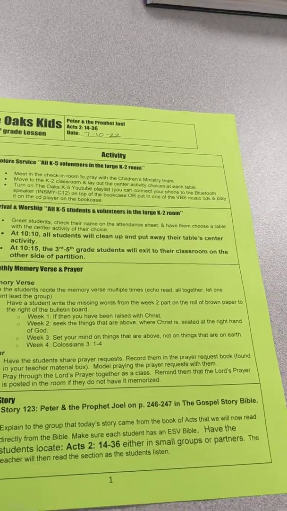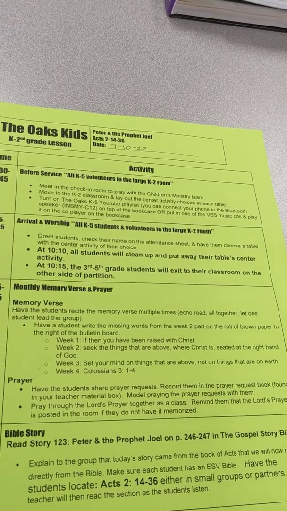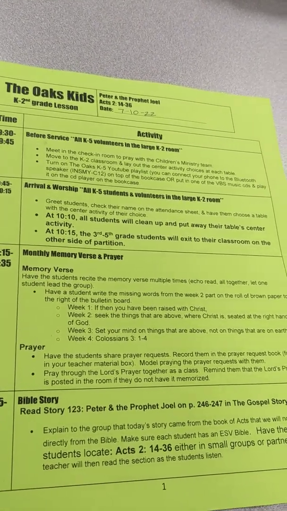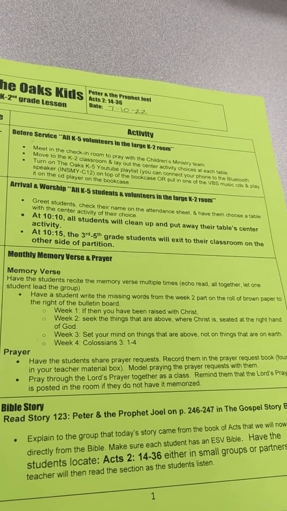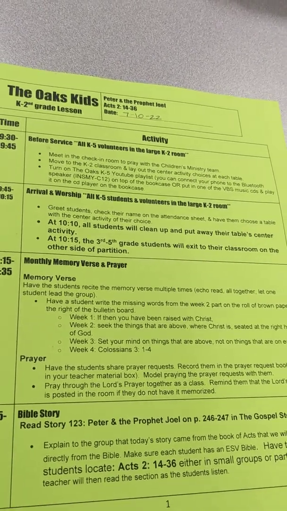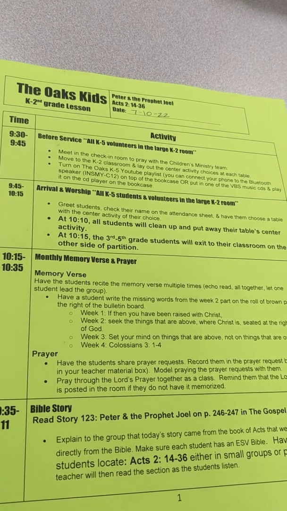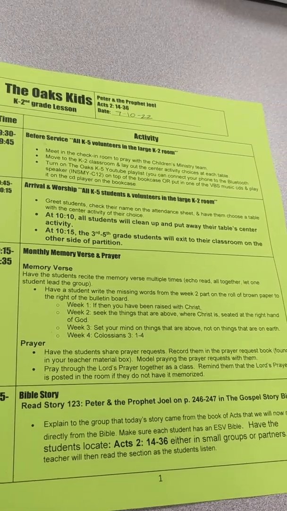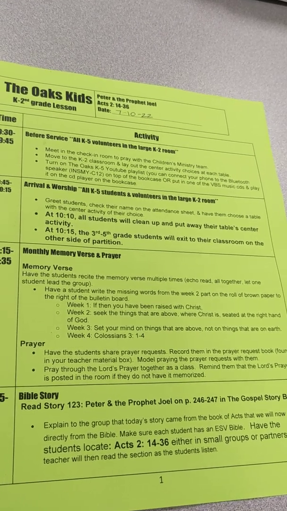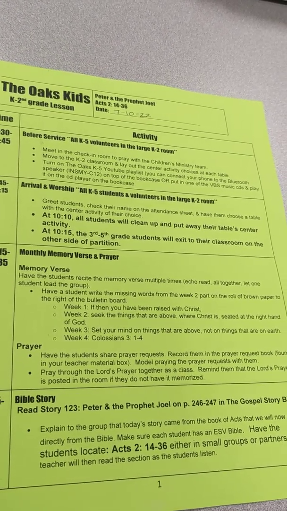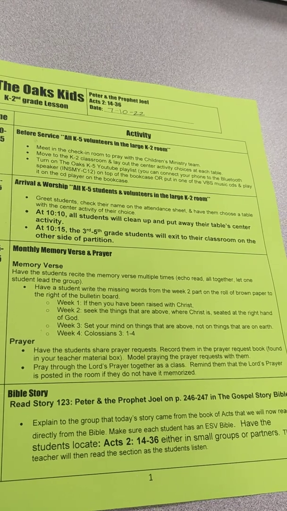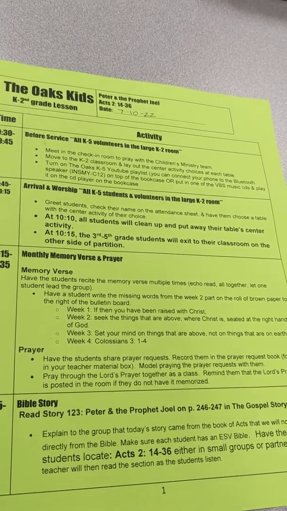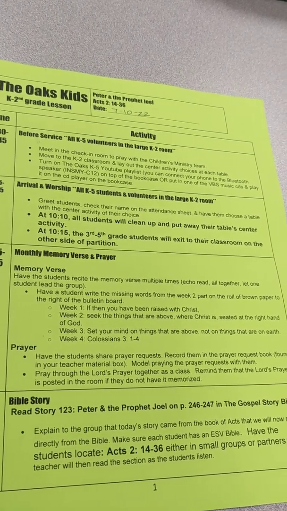Once attendance has been taken and the kids have had some time in their centers, at around 10:10, you're going to have the students clean up their centers, their table center activity, and choose one student from each table to return the centers to the white bookcase at the front door. And then about 5 minutes later at 10:15, the 3rd through 5th grade students are going to line up at the partition and exit to their classroom on the other side of the partition. At this point, both groups continue to do the same thing, but it is slightly differentiated between the two classrooms.